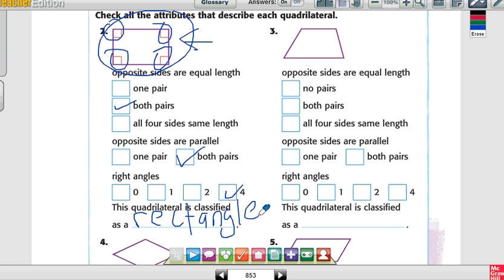Look at number 3. Opposite sides are equal length. No pairs are equal length, right? How many pairs are parallel on number 3? Look at your shape. Just 1. The top and the bottom are parallel. Just 1 pair. Does it have any right angles? No. So what would that be called? Trapezoid. Yeah, trapezoid. Good job. Excellent.